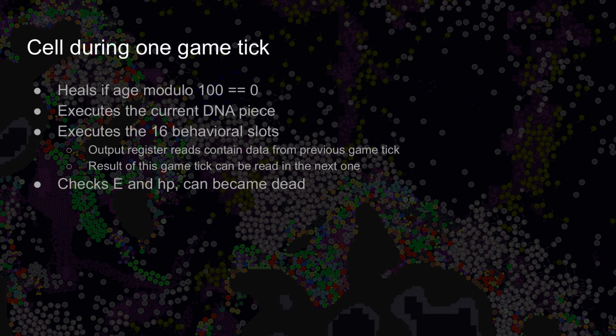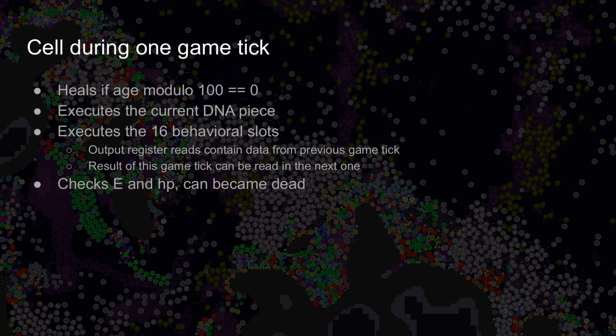An overview of what happens with a single cell during a game tick. First, it heals if the game tick has the right timing and conditions allow. Then it executes the current DNA piece. Executing a DNA piece takes more than one game tick, so it might not finish with the current one. Then, whether it is finished executing the current DNA piece or not, it executes all behavior slots.